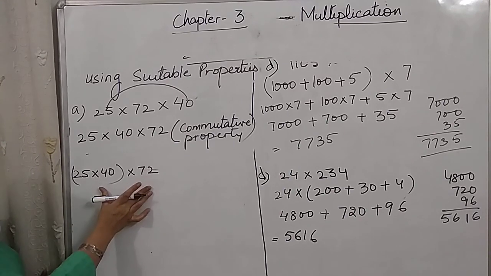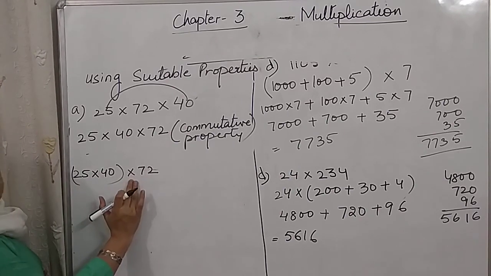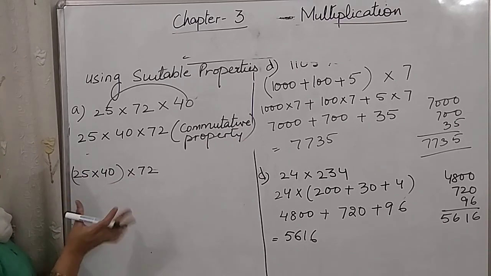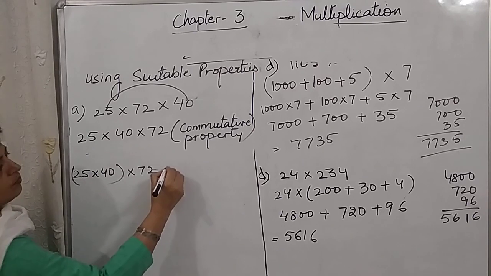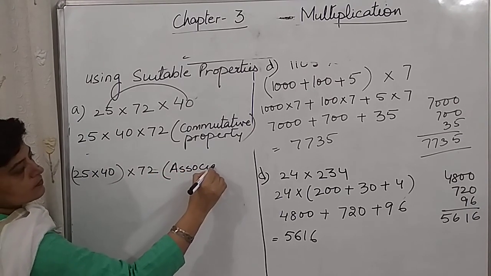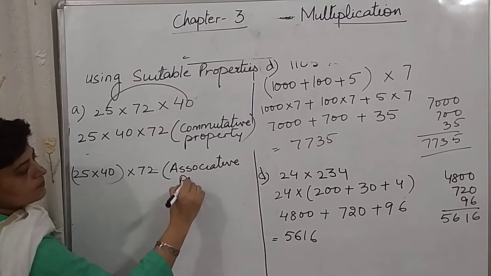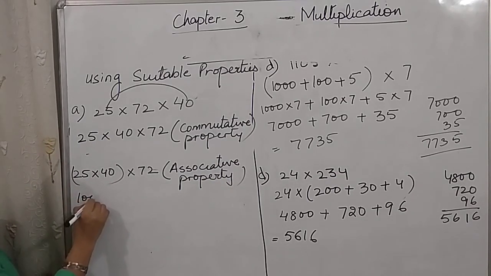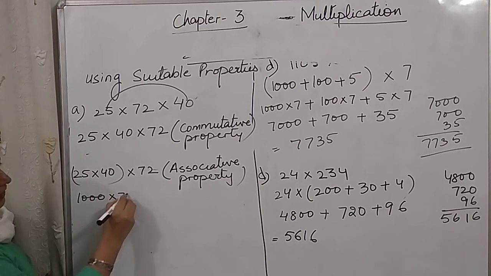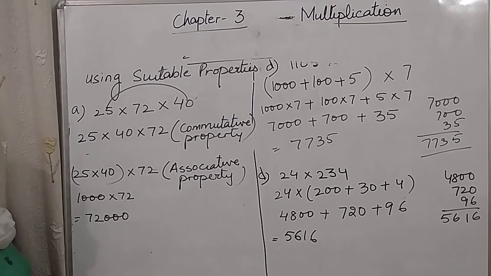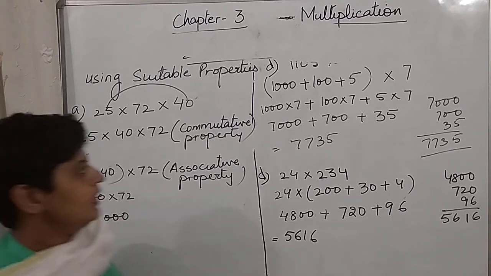This hardly makes any sense because this is also multiplication, this is also multiplication. So even if we don't group it, we will be able to solve it, but we can use this property as well. This is associative property. So this becomes 1000. Bracket says solve me first. We are solving this first, then multiplying it with 72, which gives us 72,000. Next question.